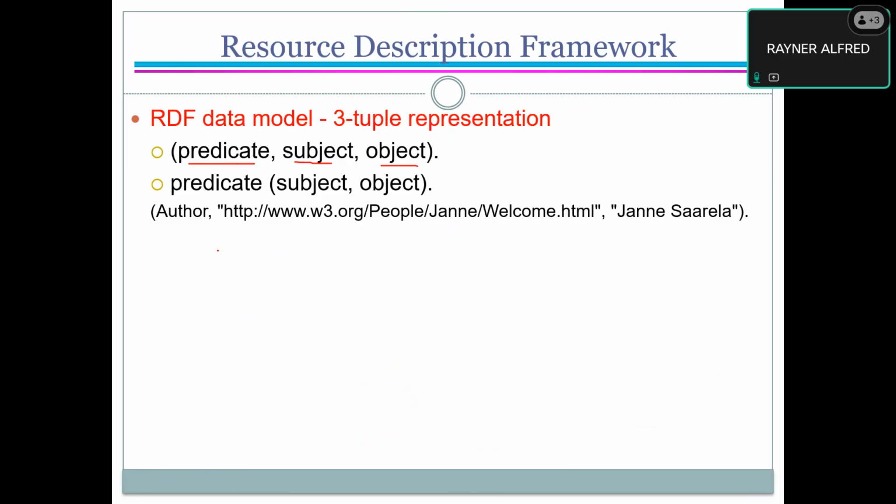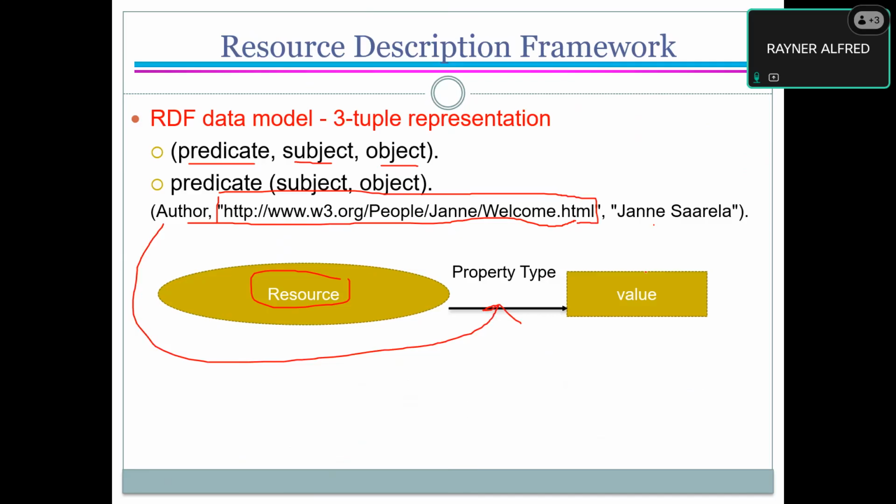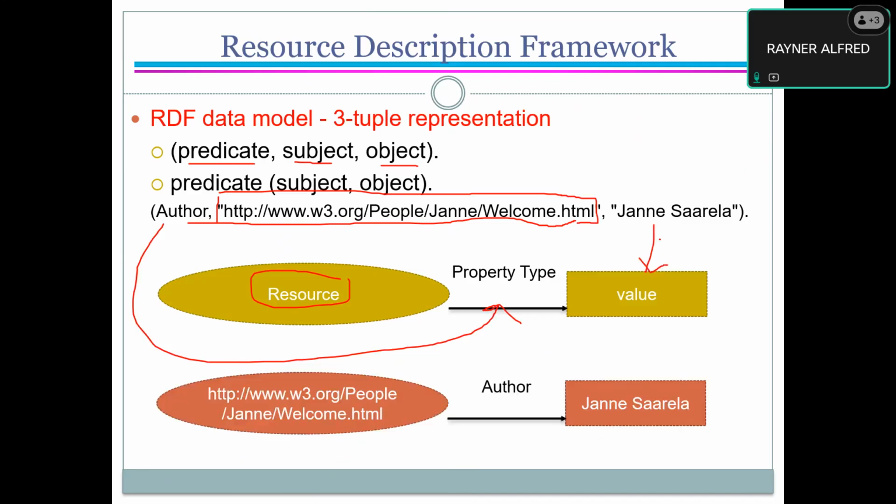and what is the subject and what is the object. So in this case, we are saying that we have this resource, and the type of relationship is the author, and this is the value. So we can have that. This is in the Resource Description Framework. They call it the semantic web.